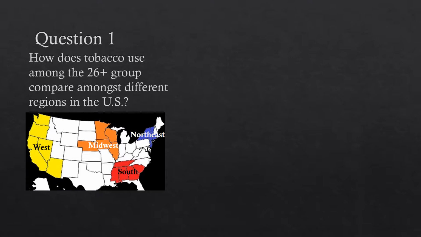amongst different regions in the US? I picked 5 states from each region to represent that area, and I created the map that you can see below to show you which states represent each region.